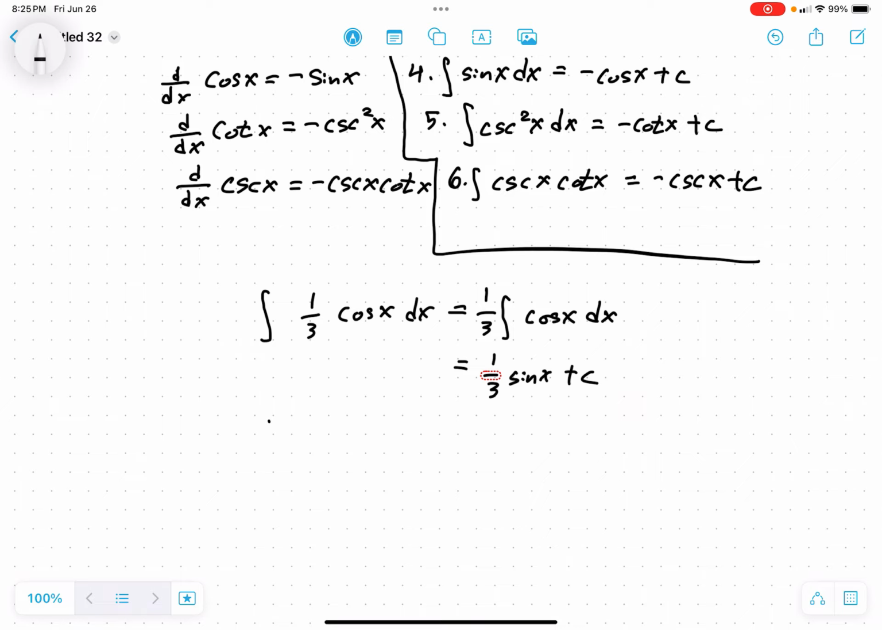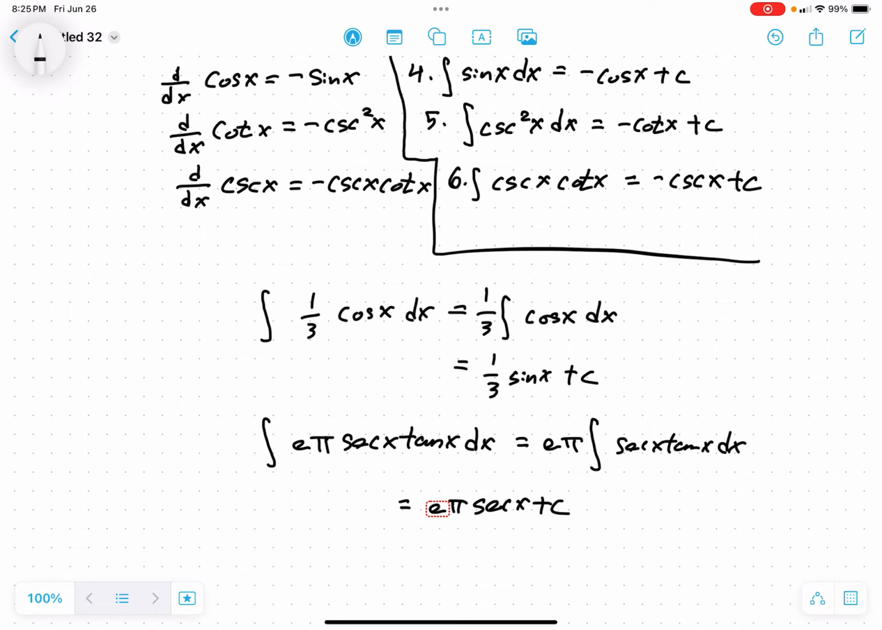Another example we can do is the integral of e times pi times secant x times tangent x dx. Well, I can take out that e pi because it's technically a constant, and now write it as secant x tangent x dx. Now notice I have a form that we like. We know that the integral of secant x tangent x dx is secant x, because the derivative of secant x is secant x tangent x. So now this equals e pi secant x plus c.